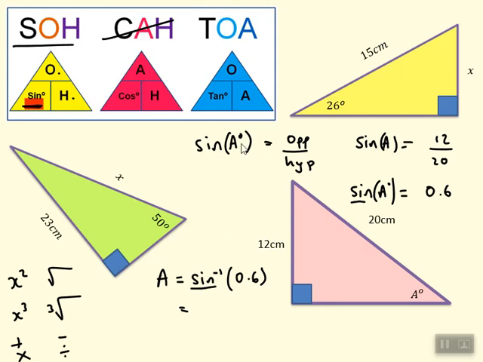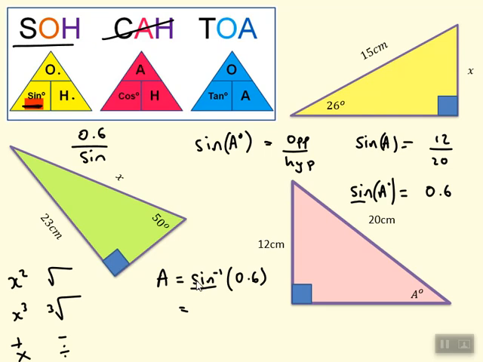Now, you need to understand, sine is not a number. I sometimes see students doing 0.6 divided by sine, and then they get a maths error and wonder why. It's because sine is not a number. Sine is like a function, a bit like the square root button. The square root does something to whatever number you put inside of it. So sine to the minus 1 does the inverse of whatever number you put inside of it.